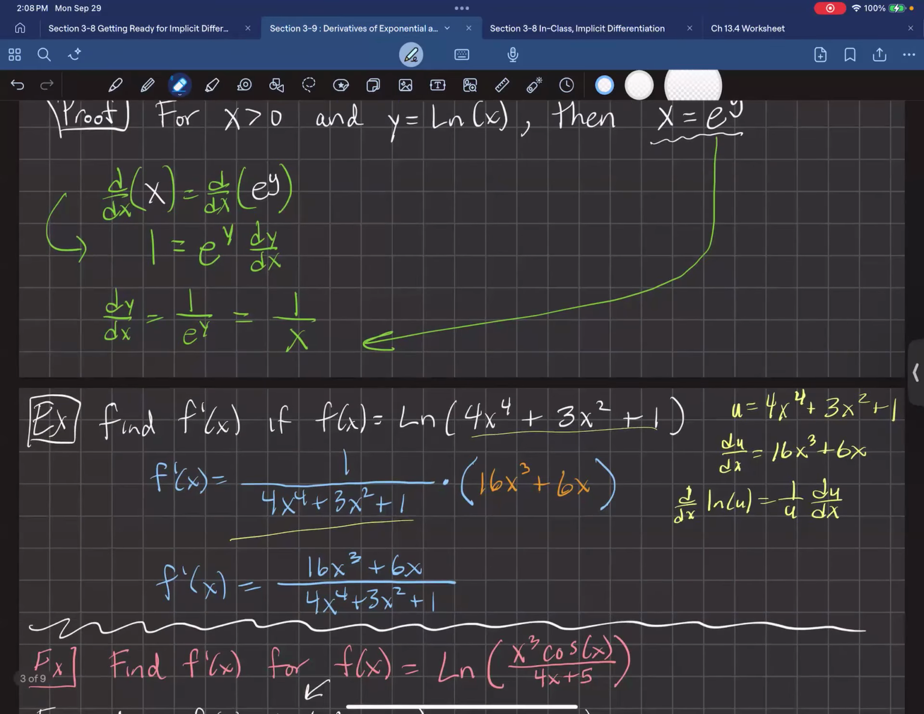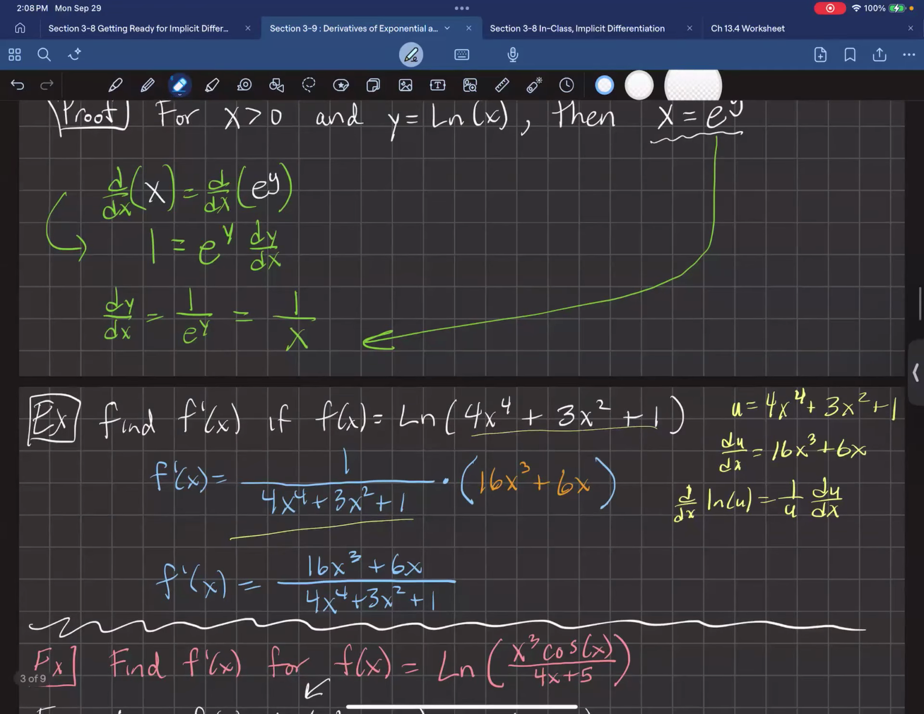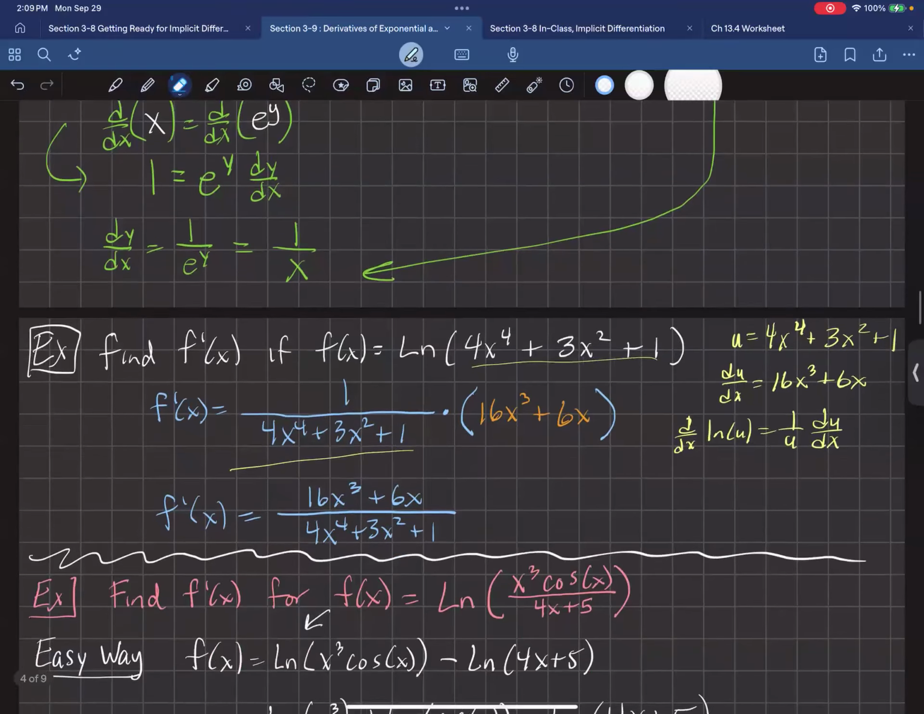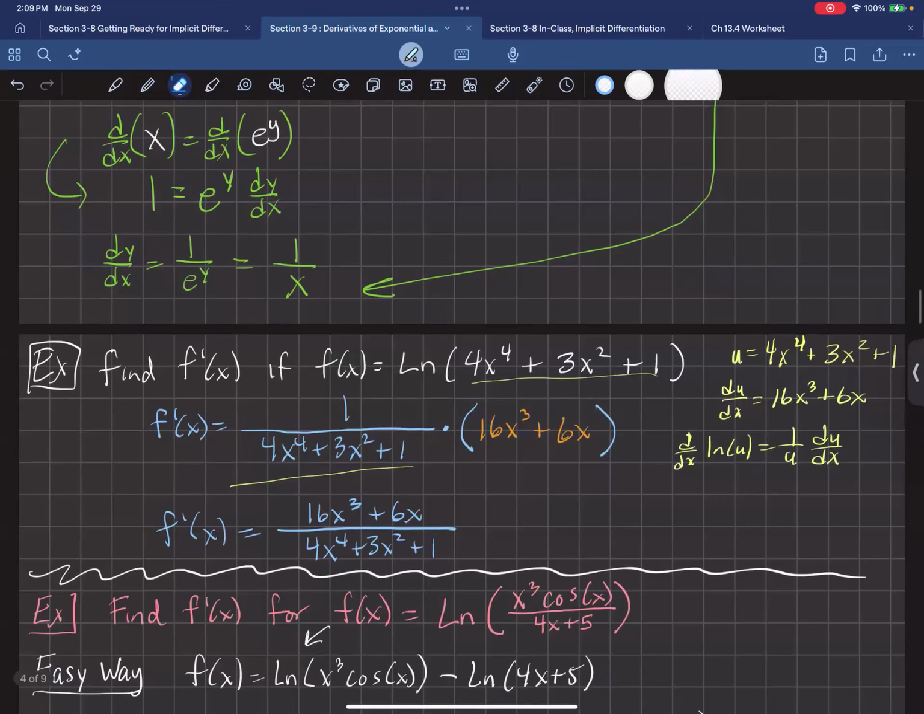What about finding f prime of x for f of x equals natural log of x cubed times cosine x all over 4x plus 5? Now, I'm sure your first thought is doing 1 over that and then doing the quotient rule. But we're not going to do that. Let's do the easy way first, and then I'll show you the quotient rule way in a second.